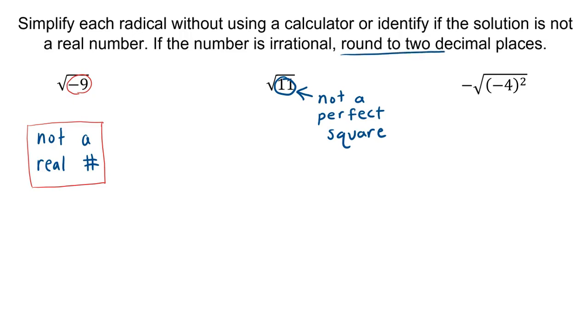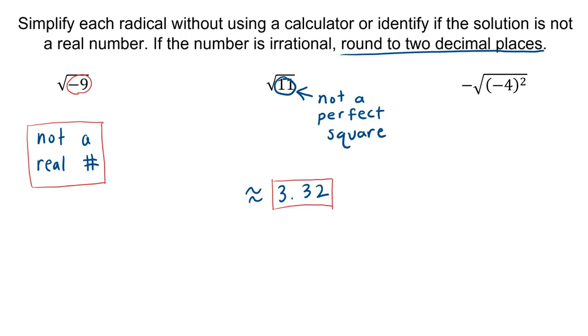Here we're asked to round to 2 decimal places if we have an irrational square root. So when I type in square root of 11 in my calculator, I get 3.31662479036 and so on. It never ends and it never repeats. If I round that to 2 decimal places, I'll get 3.32. So the square root of 11 is approximately 3.32. So in other words, 3.32 times 3.32 will get me really, really close to 11.